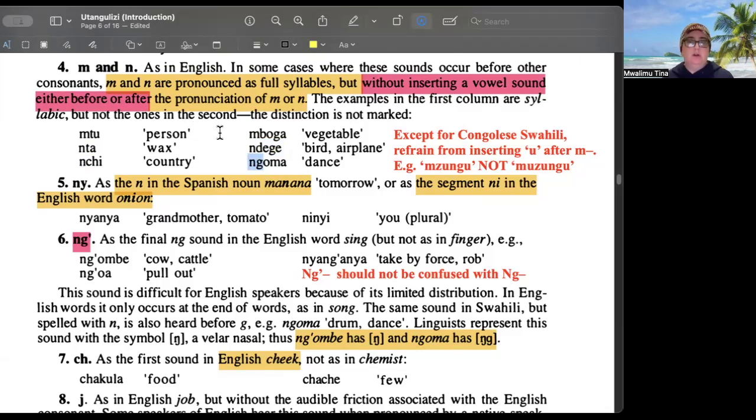Occasionally, you will hear Kiswahili speakers who are deeply influenced by their first language. In many other Bantu languages, there is a vowel following the sound. For example, rather than mtu, they might say mutu. Rather than mzungu, they might say muzungu. It's good to keep your ears open for slight differences depending on the person and the region they're from.